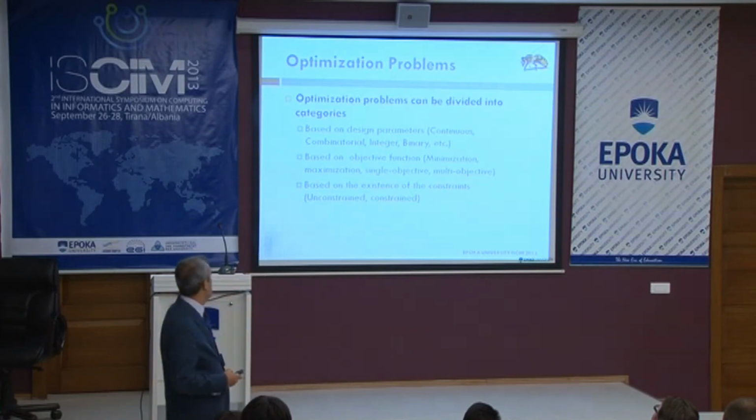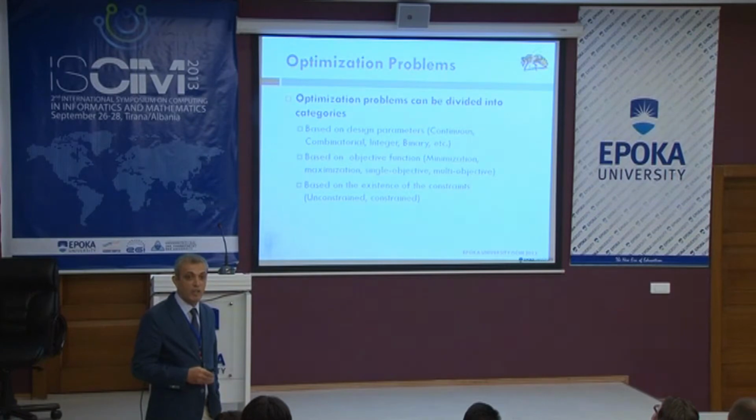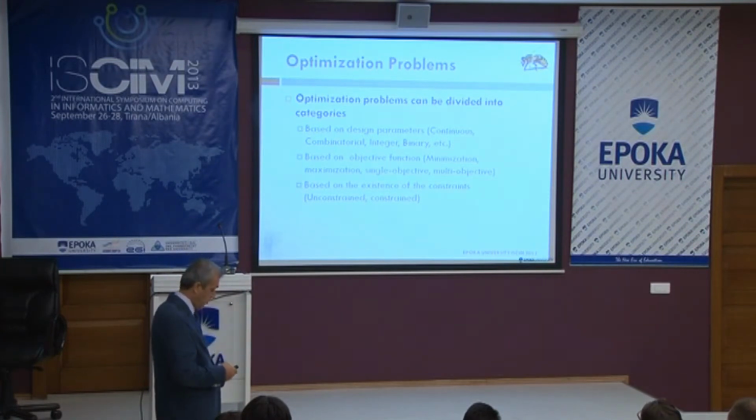Let's have a look at the subgroups of optimization problems in our life. Based on design parameters, for example, these optimization problems can be classified: continuous optimization problems, combinatorial, integer, binary, etc. And based on the objective function, we can classify optimization problems as minimization or maximization problems, or single-objective or multi-objective optimization problems. And depending on the existence of constraints, again, there are two subgroups: unconstrained or constrained optimization problems.